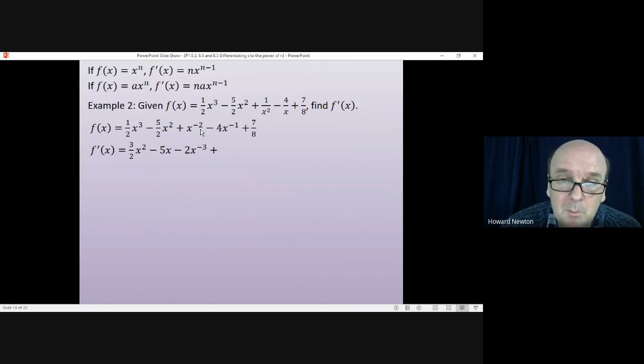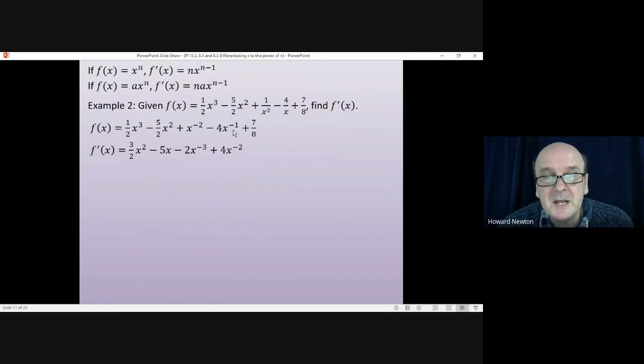Now, if you take away 1 from minus 2, it'll go down to minus 3. This term here, we'll be doing minus 1 times by the minus 4 when we multiply by the power. That's why we get the plus, which gives us 4x. Again, the power goes down by 1. If you take away 1 from minus 1, it goes down to minus 2. This last term here is a constant. If you differentiate a constant, you get 0.